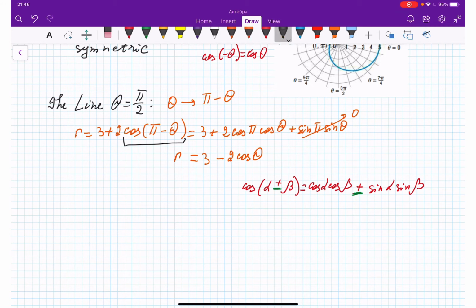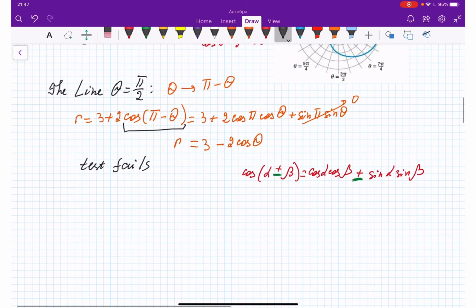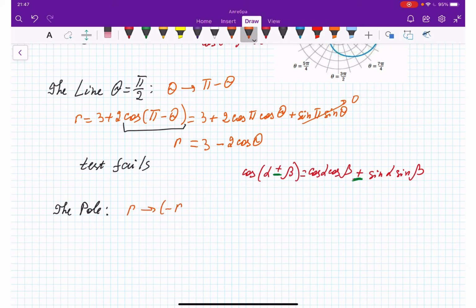So we can say test fails. Okay, so what does that mean, test fails? That means the graph may or may not be symmetric with respect to the line theta equal to half a pi. And lastly, let's test the pole. Okay, in this case, we are replacing r with negative r. So the test here will fail again. Test fails. Okay, so the graph may or may not be symmetric with respect to the pole.